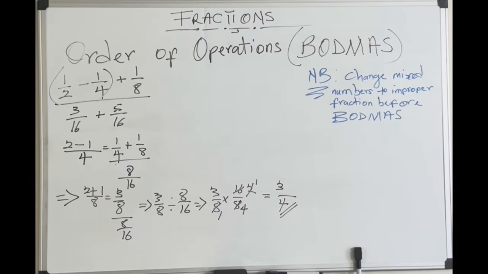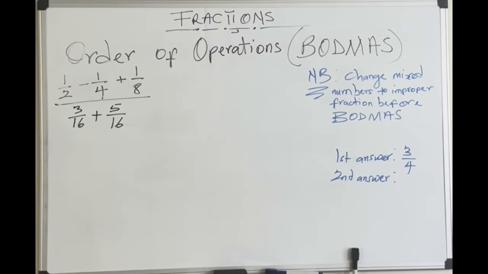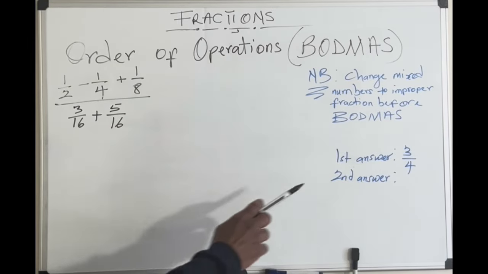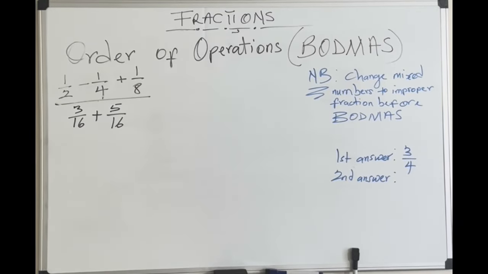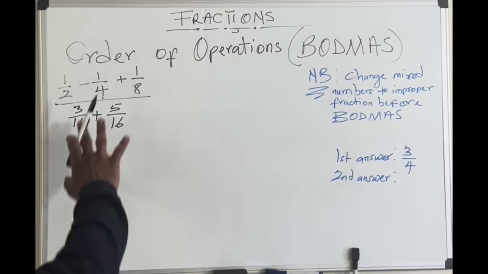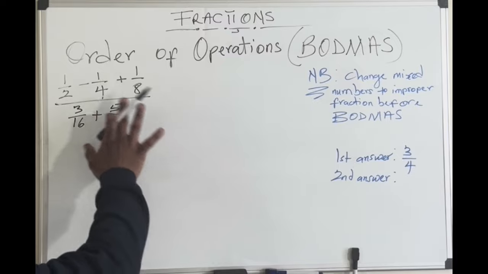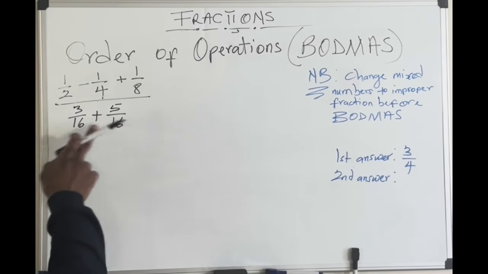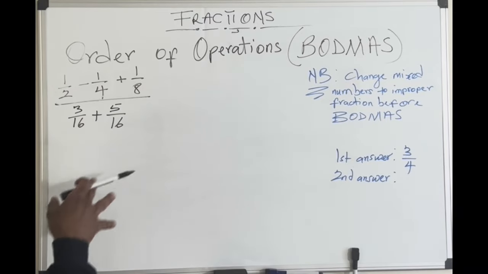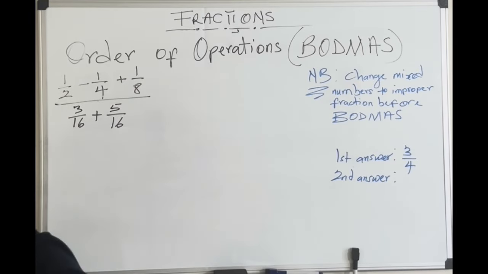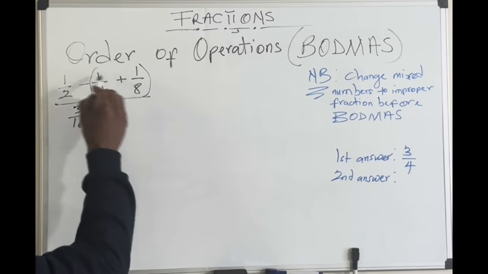Okay, so let's try to work following the BODMAS. So the first answer we had 3 over 4. Let's see the second answer by following BODMAS. There are no brackets, no of, multiplication, or division, so multiplication, nothing, addition. Let's start working with addition first.